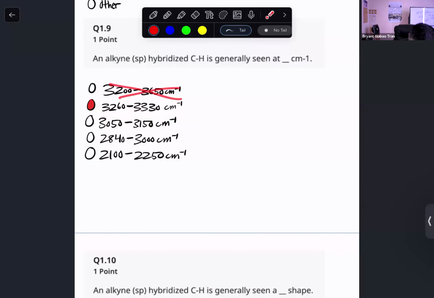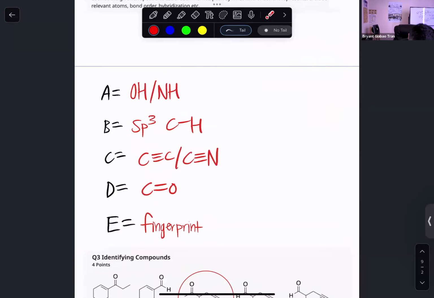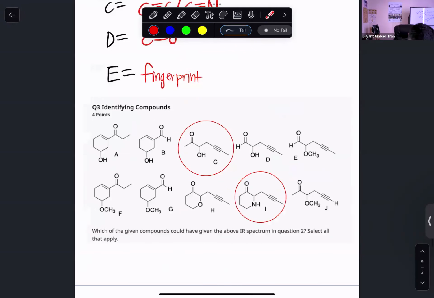This would be too high, too low, too low, too low. Sharp peak, alkyne. Yep. This is the same kind of problem here.